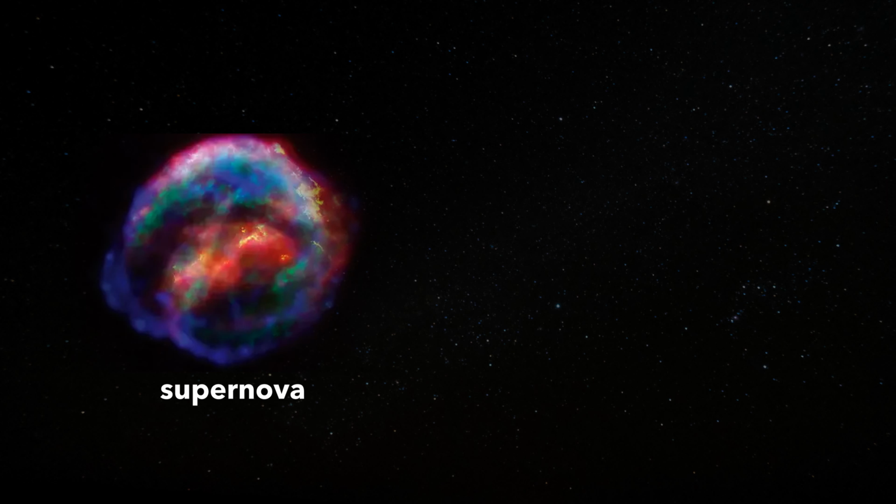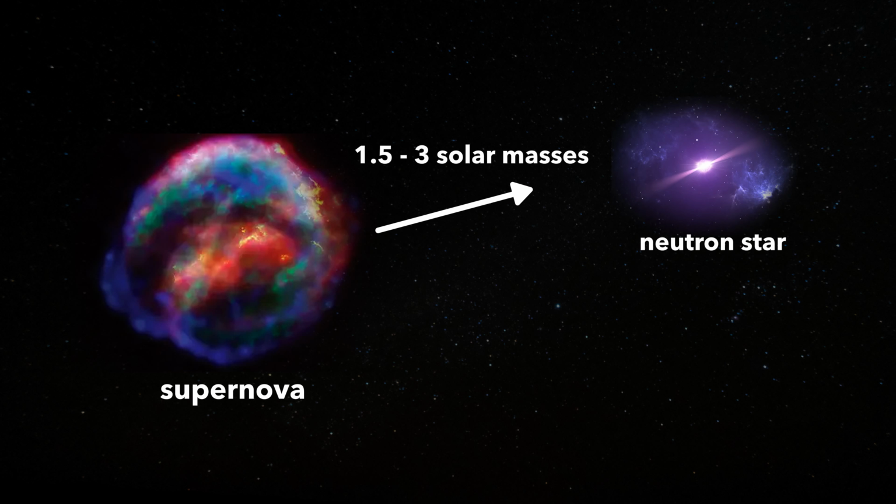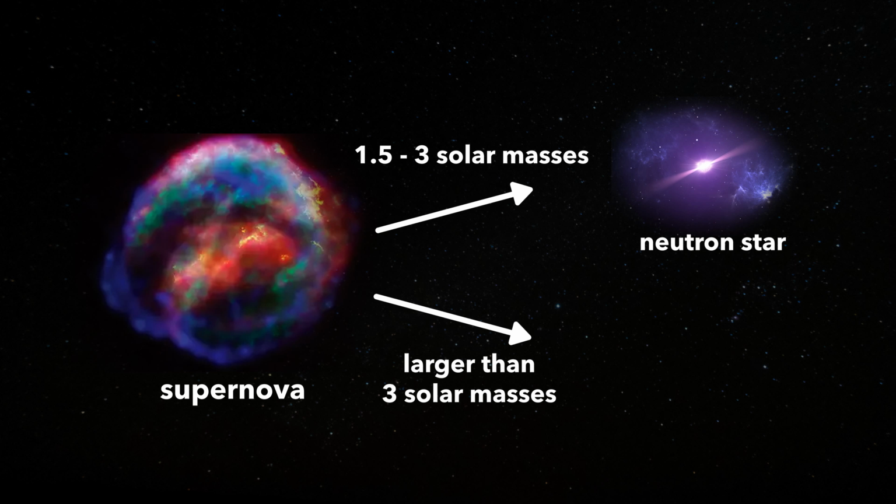In some cases, the core of the star survives this intense galaxy-altering explosion and becomes a neutron star, roughly 1.5 to 3 solar masses. If it is larger than 3 solar masses, it contracts and becomes a black hole. Then there's the strange brown dwarf, which isn't really a star or a planet, yet has characteristics of both. They aren't massive enough to emit their own light, but are still toasty little hybrids.